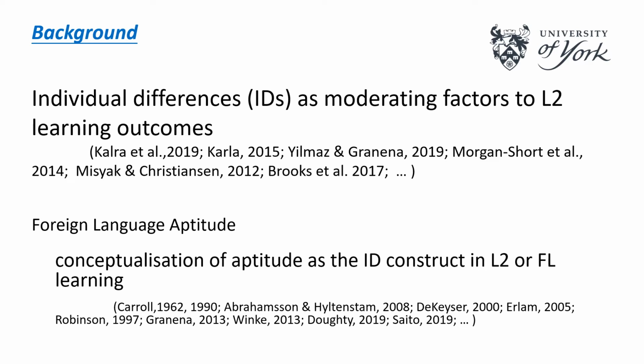The conceptualization of aptitude has been developed since the 1950s, and today it is still an important construct of IDs that researchers focus on when they investigate second or foreign language learning in the natural or instructional context. It refers to a set of cognitive and perceptual abilities that influence the language learning process. It can also be understood as a specific capacity for learning a foreign or second language more efficiently.